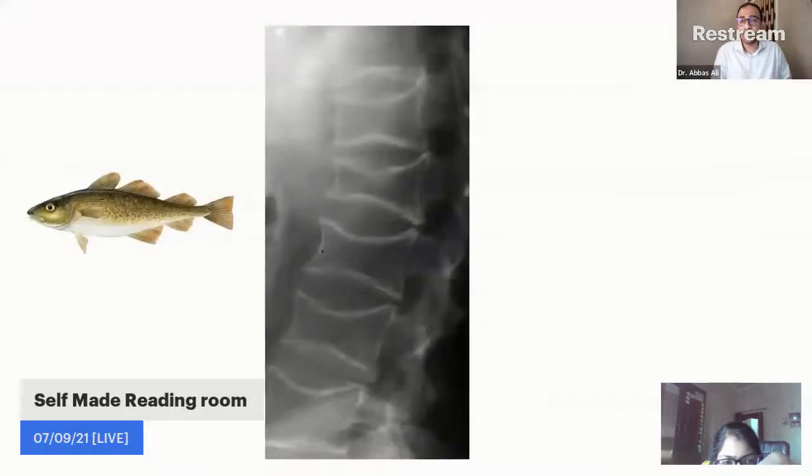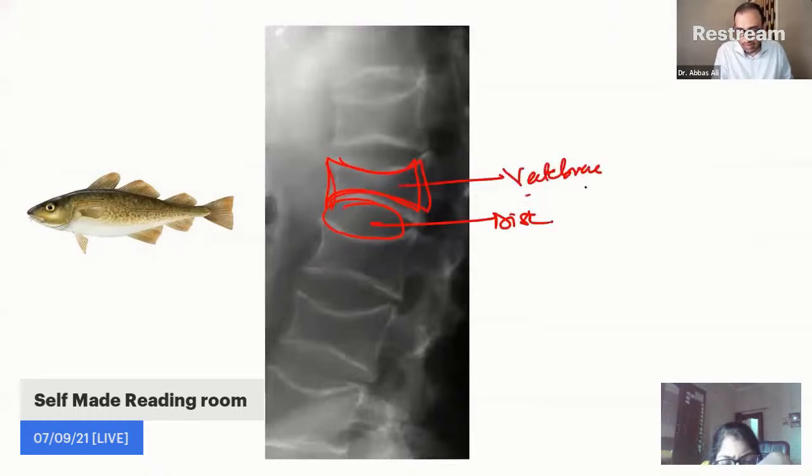This is the codfish vertebrae. This is the term that has come. Some of you have been asking me, sir, this part, what is this? This part is the disc, friends. This is the intervertebral disc. And what is this part? The biconcave part is the vertebra. Everybody got this? Which is the disc? Which is the vertebra? Next, answer this quickly.